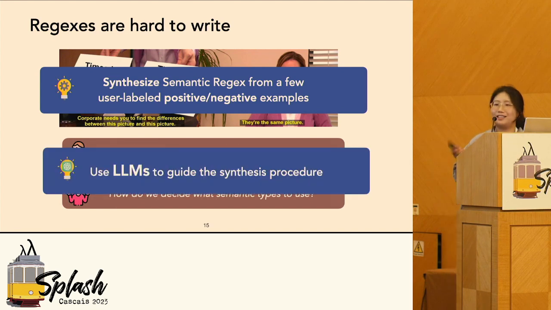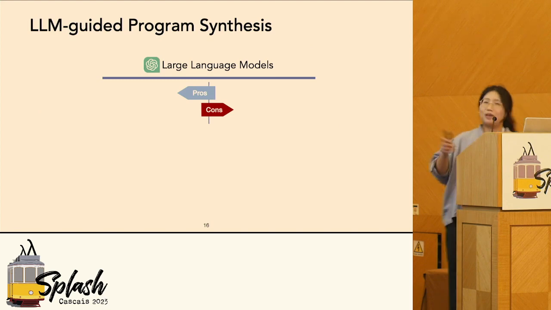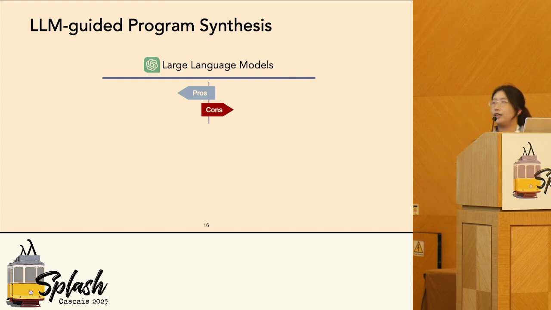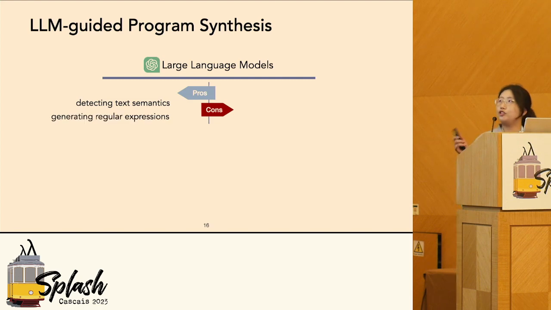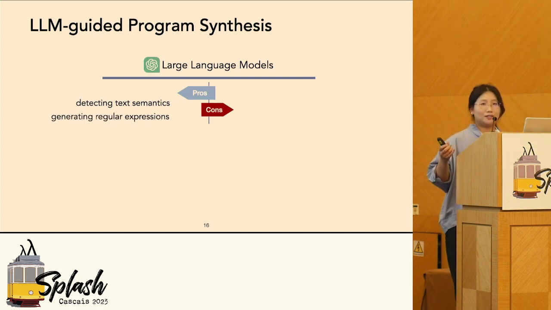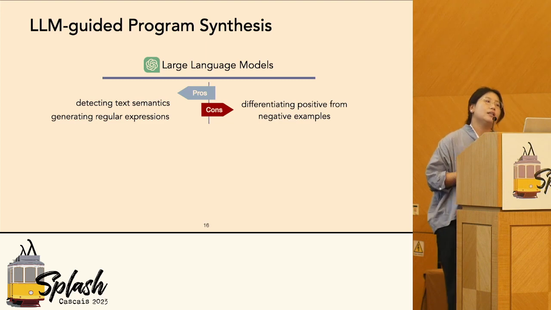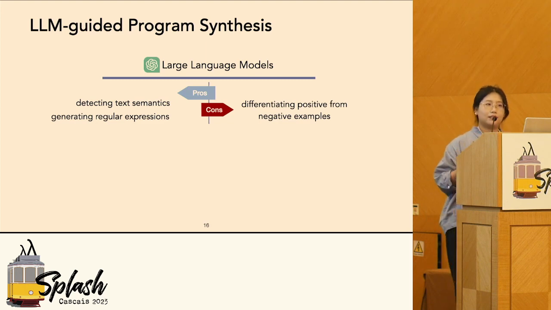Well, our key idea, again, is to use an LLM to guide the synthesis procedure. So why use an LLM? Although everyone's using it, let me try to convince you by analyzing the pros and cons of large language models. On the pro side, large language models are very good at detecting text semantics, because obviously this is what they are trained on. They're also very good at generating regular expressions because these have been all over the internet for years. On the other hand, they have trouble doing precise reasoning that helps us differentiate positive from negative examples.